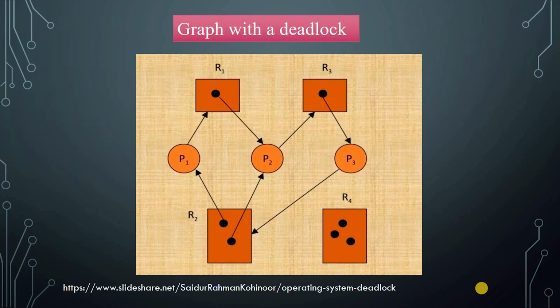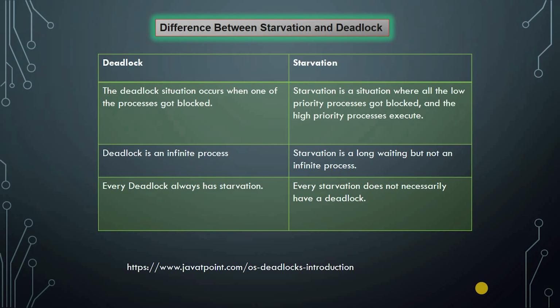Graph with the deadlock. Okay, the difference between starvation and deadlock. The deadlock situation occurs when one of the processes gets blocked. Starvation is a situation where all the low priority processes get blocked and the high priority process executes. Deadlock is an infinite process. Starvation is a long wait but not an infinite process. Every deadlock always has starvation. Every starvation does not necessarily have a deadlock.